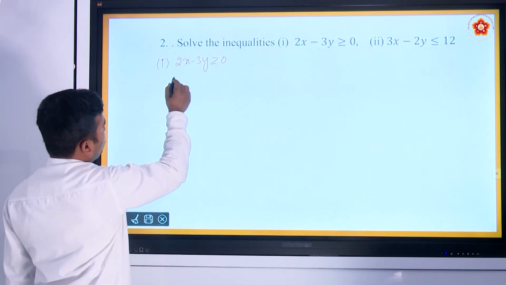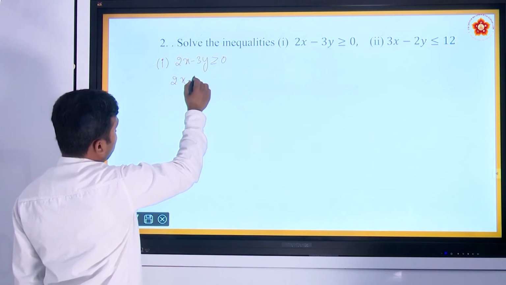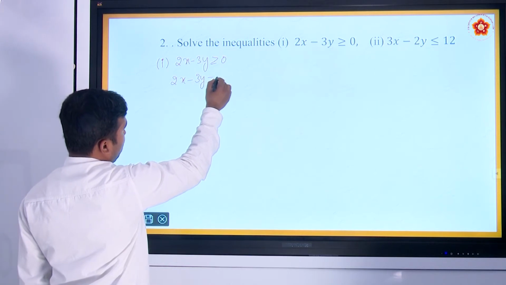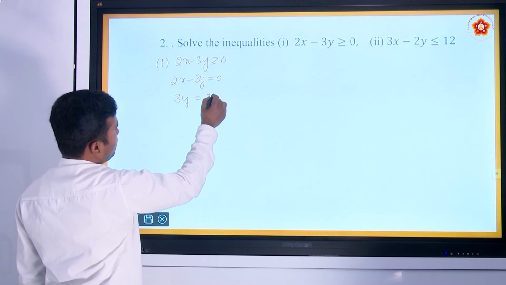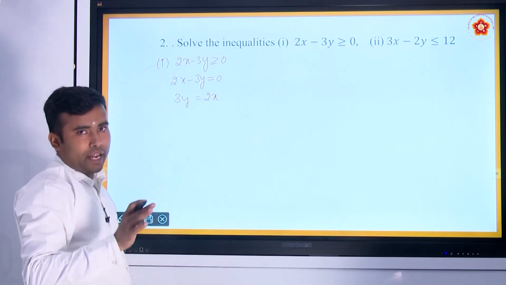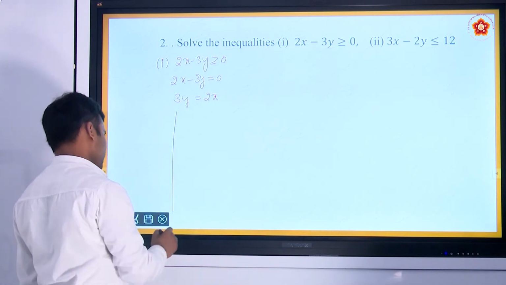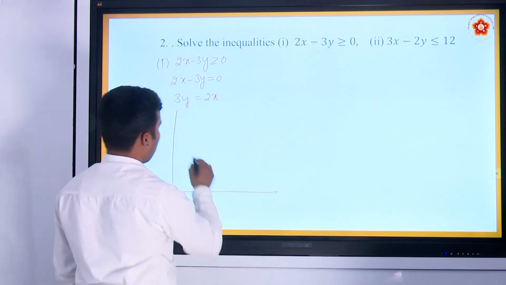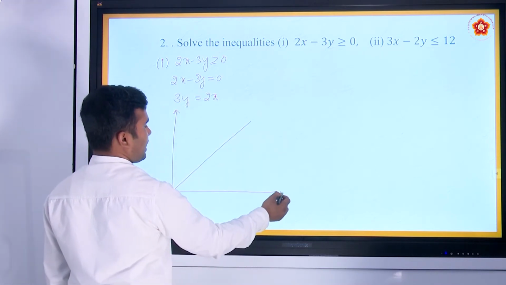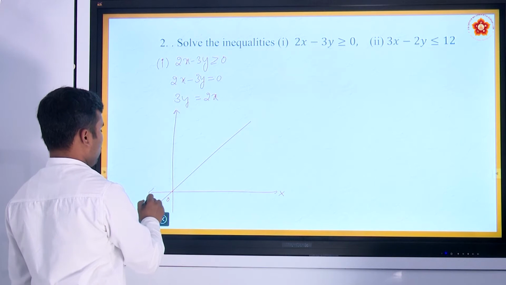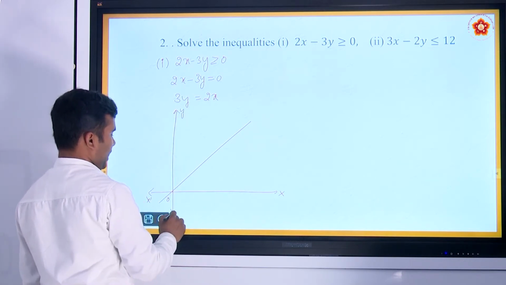For this, I am going to remove the inequality and put an equal sign. You may have 2x minus 3y is equal to 0, and this is 3y is equal to 2x. This represents a line which passes through the origin. So straight away I am going to draw the graph of this line: x-axis, origin, y-axis, x dash, y and y dash.